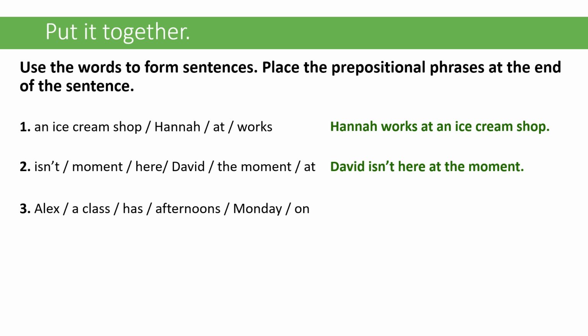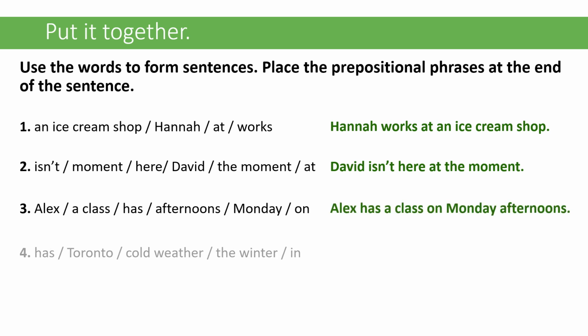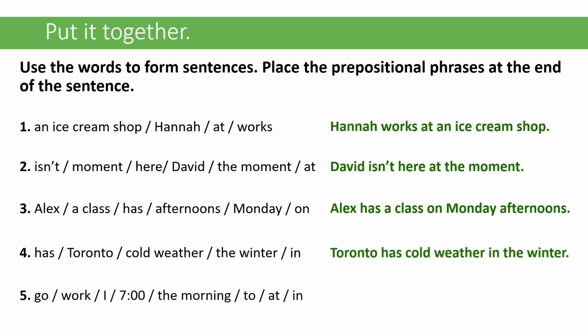There are two moments in this one, which is a little bit confusing, so we need to remove the first one. What about the next one? Alex, a class, has afternoons Monday on. So this should be Alex has a class on Monday afternoons. Has Toronto cold weather the winter in? Toronto has cold weather in the winter. Go work I 7 o'clock the morning to at in should be I go to work at 7 o'clock in the morning.